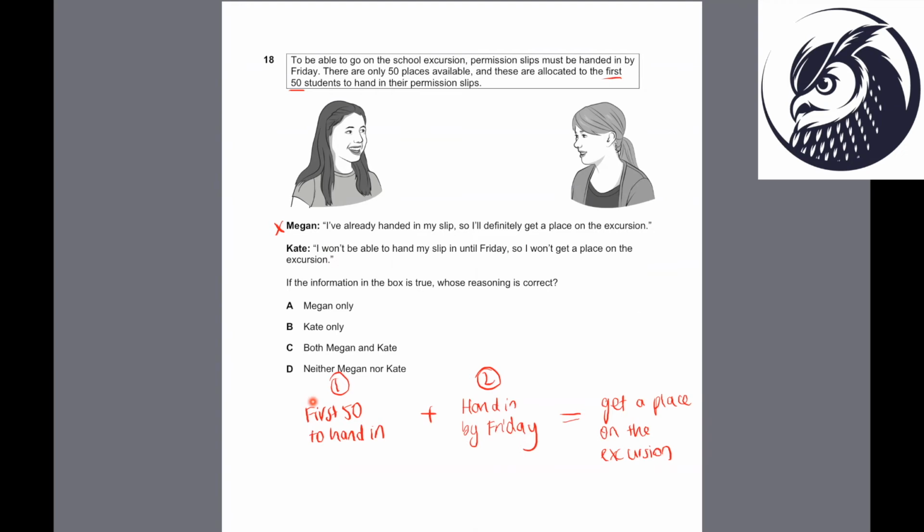So it's not an absolute guarantee that she won't get a place in the excursion. There is a chance that she hands it in on Friday and she's still in the first 50 to hand it in, and therefore she gets a place on the excursion. So Kate's statement is also incorrect. She doesn't believe in herself enough, right? There is a chance that she hands it in on Friday and she's in the first 50 to hand it in. So therefore, neither Kate nor Megan have got a correct reasoning.